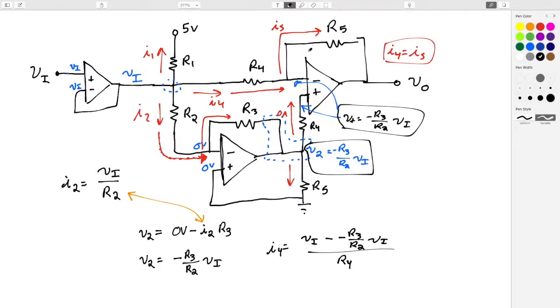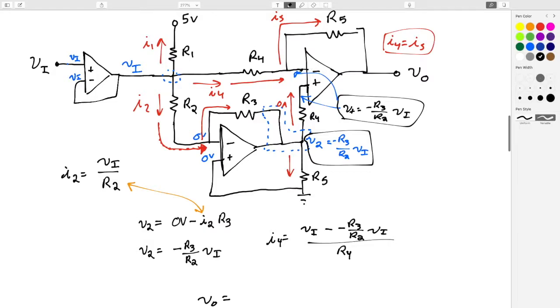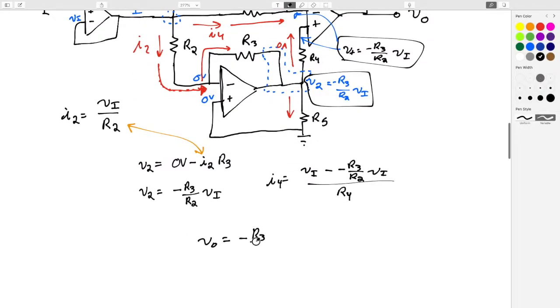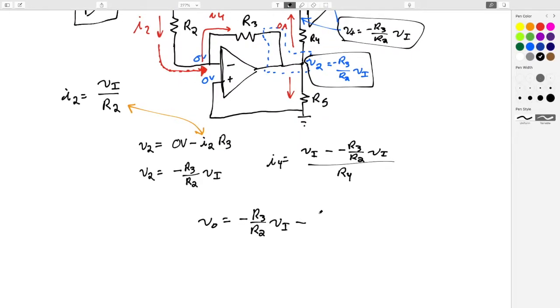And this will be the last step in what we need to figure everything out, right? Because now we know the voltage on one side of this R5. We want to figure out the voltage on the other side, but we know the current through it, I5. So what we could end up saying is V out will equal the voltage here, which is negative R3 over R2 VI, minus whatever this current is times R5. And that current we have right here. It would be R5 over R4 times VI plus, I'm just watching out, these would have been plus before, R3 over R2 VI. And I believe that's all we need to figure this one out.